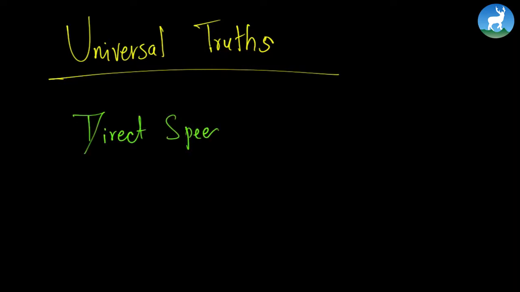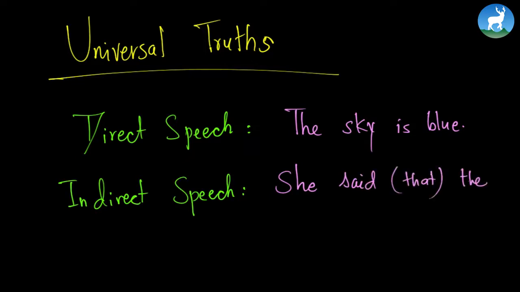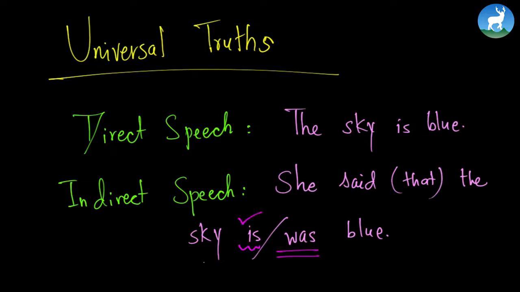Let me write one example in direct speech. The sky is blue. What would be its indirect speech? Try writing its indirect speech. Assuming the speaker is a girl, she said that the sky is, sometimes even was is used, was blue. She said that the sky was blue. But we prefer is. Was is not so preferred. So you can say she said that the sky is blue.